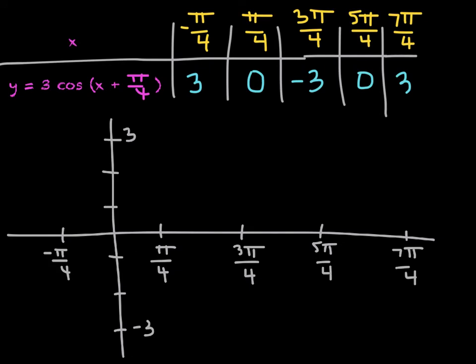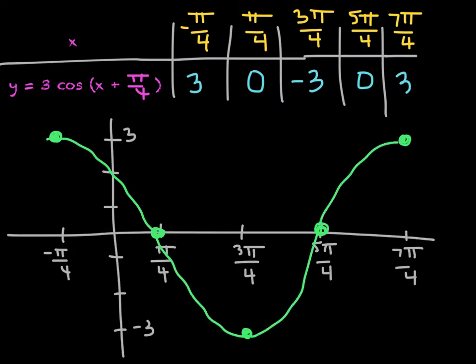Our graph starts here at a maximum, moves down to an x-intercept, down to a minimum, back up at an x-intercept, and then finally back up at a maximum. So it looks something like this. Remember to try to make your graph look like a smooth curve.